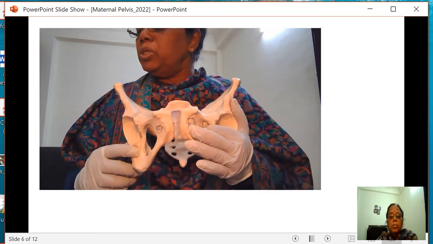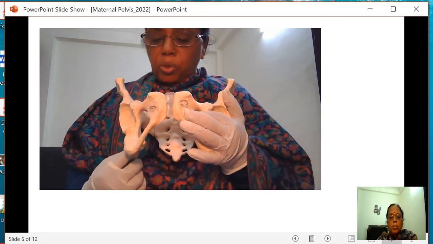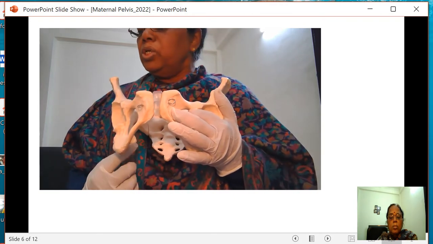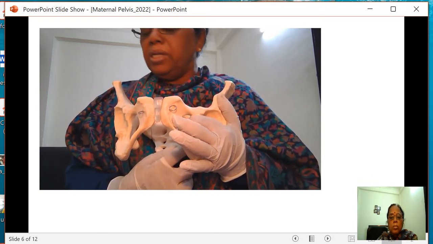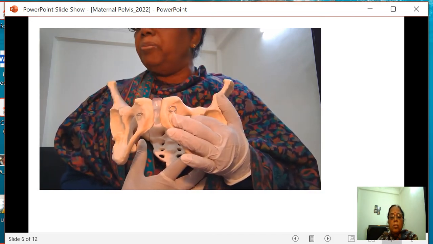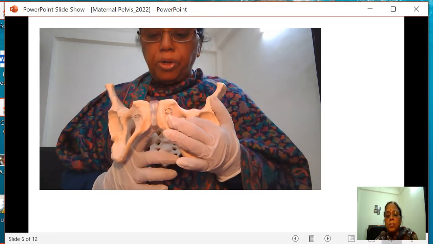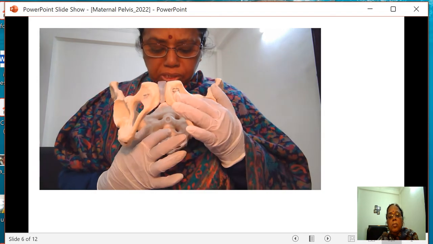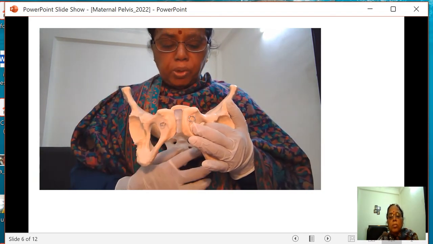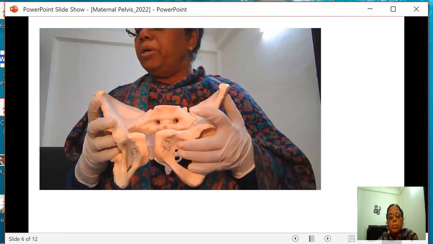Now coming to the diameters of the narrow pelvic plane, we have two diameters. One is the interspinous diameter and the other is anterior-posterior. The interspinous diameter is 10.5 centimeters. This is again the narrowest part of the pelvis. And the anterior-posterior diameter is 11.5 from the lower border of pubic symphysis to the tip of the last sacral vertebra. So that was about the anteroposterior and the transverse diameter of the narrow pelvic plane.